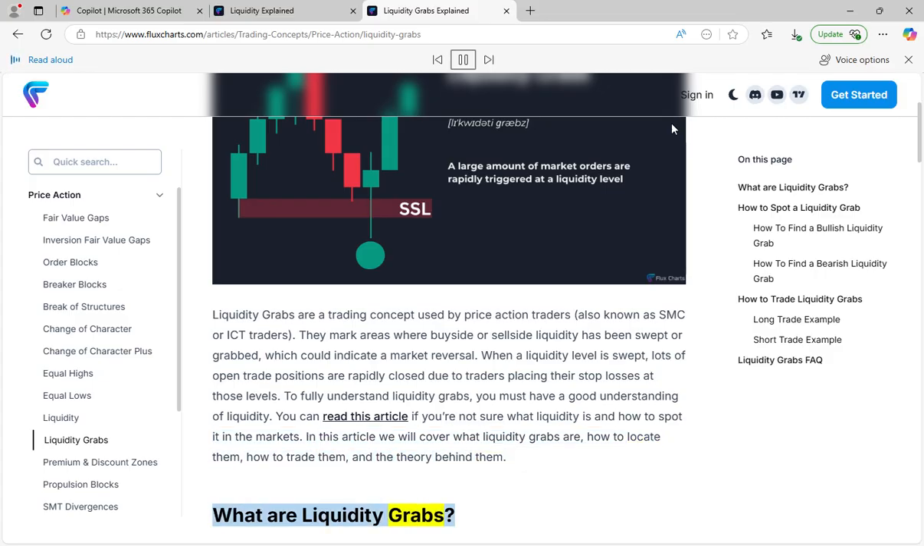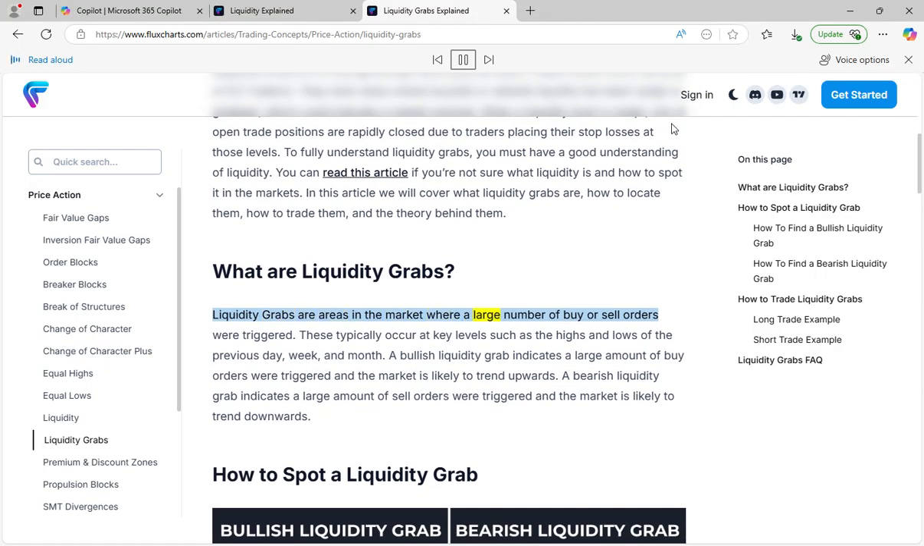What are liquidity grabs? Liquidity grabs are areas in the market where a large number of buy or sell orders were triggered. These typically occur at key levels such as the highs and lows of the previous day, week, and month. A bullish liquidity grab indicates a large amount of buy orders were triggered and the market is likely to trend upwards. A bearish liquidity grab indicates a large amount of sell orders were triggered and the market is likely to trend downwards.